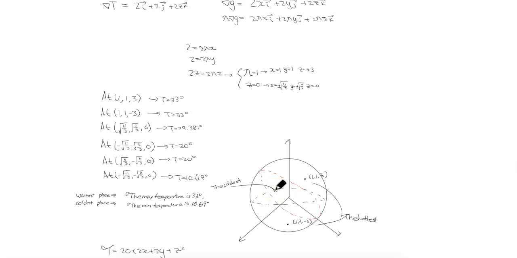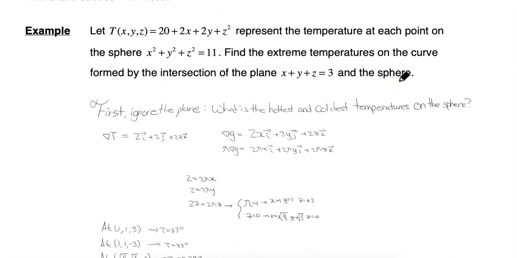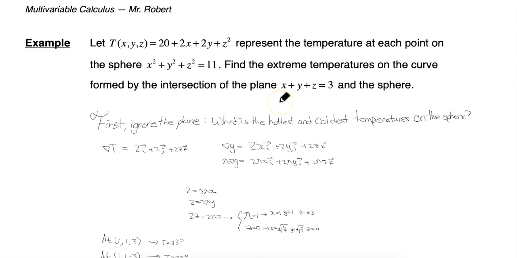So we've solved the first situation, where we were ignoring the plane. Now let's add a plane. We are still looking for the extreme temperatures on the sphere, but not anywhere on the sphere. We also want the point to be on the plane.